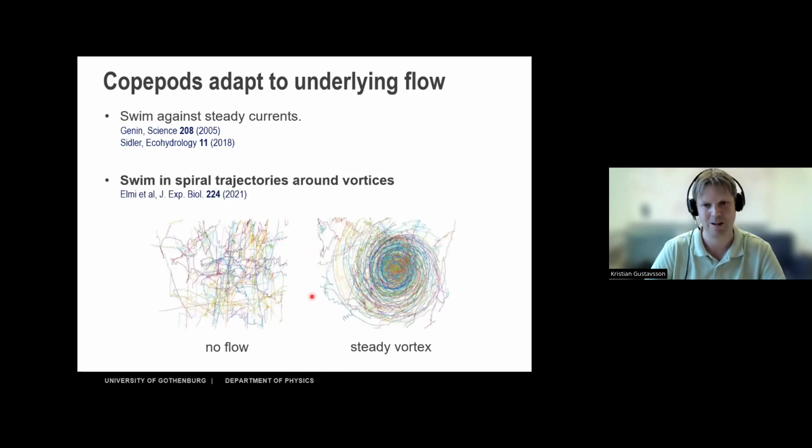Another example of how they adapt to the underlying flow is by swimming in spirals around vortices. So without the flow, they more or less move in random directions, while if you have a steady vortex of typical characteristics as the turbulent vortices in the ocean, they tend to move in spirals inward to the vortex core, and this is also an open question why they do this.